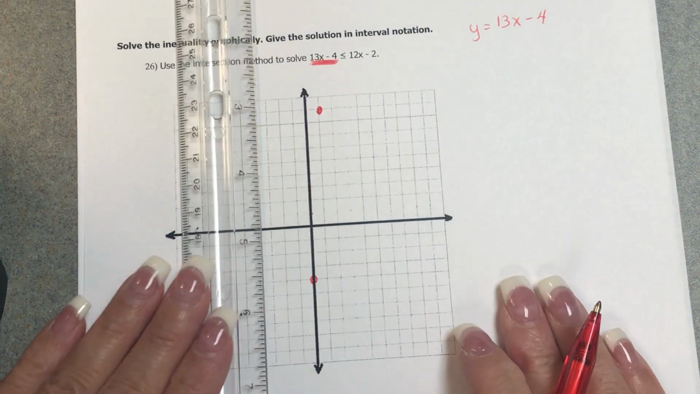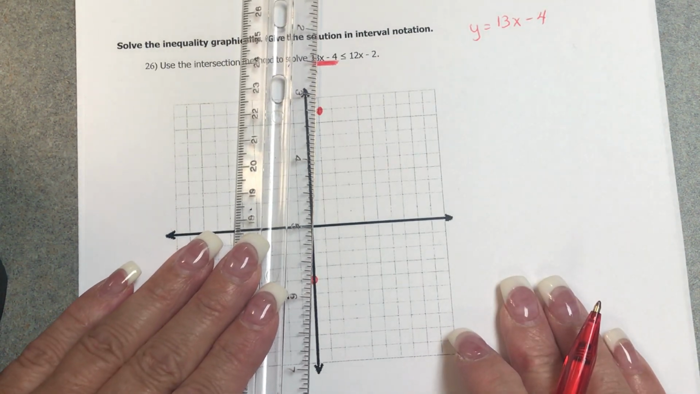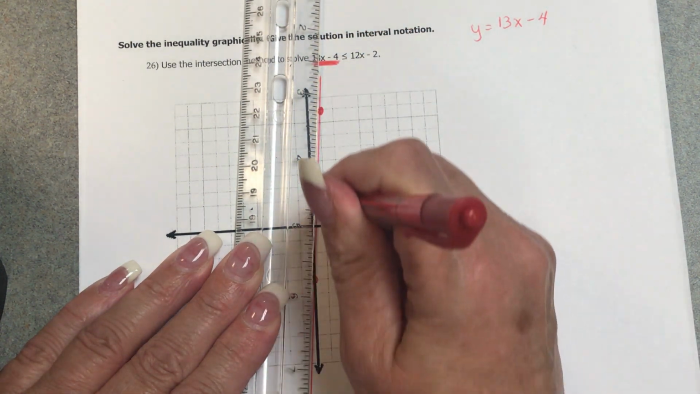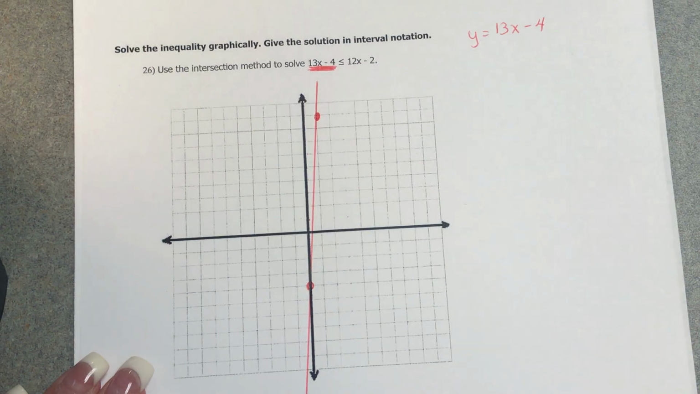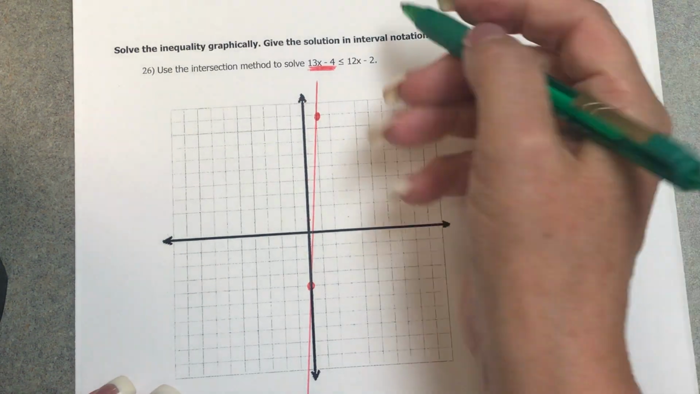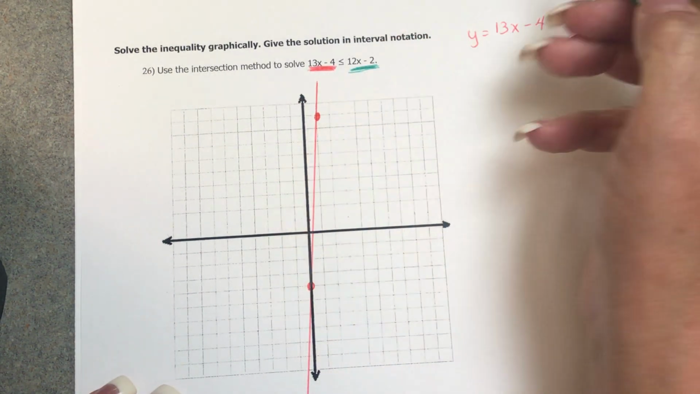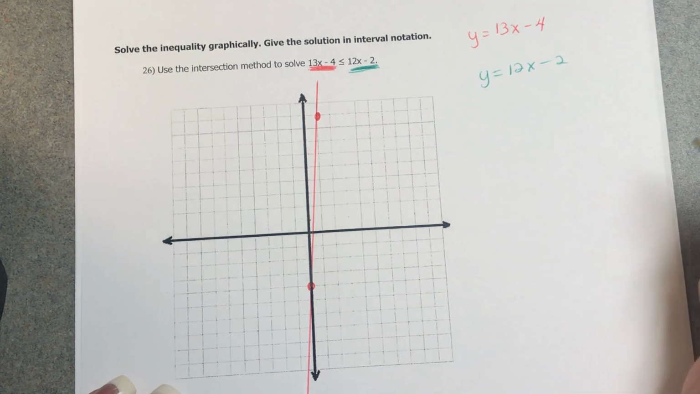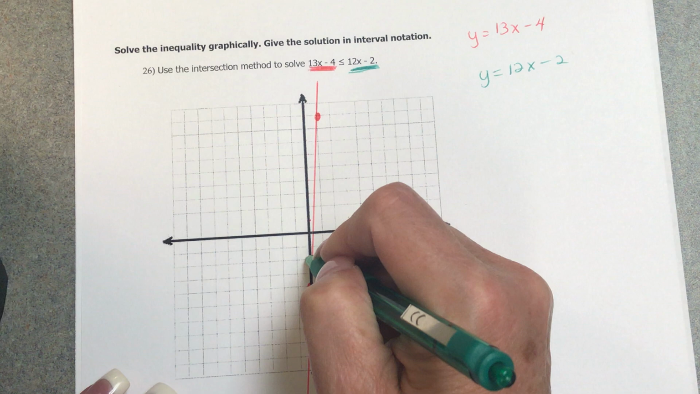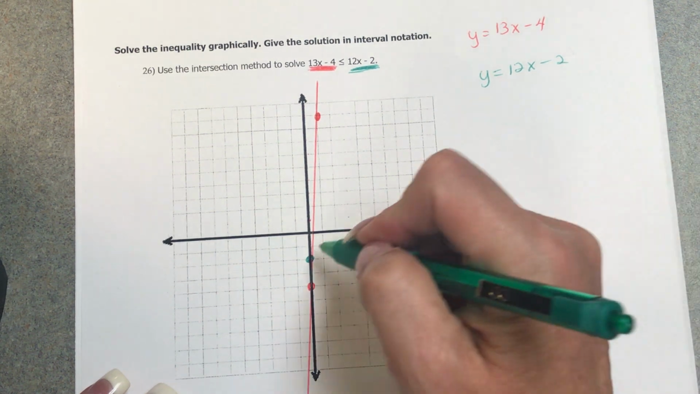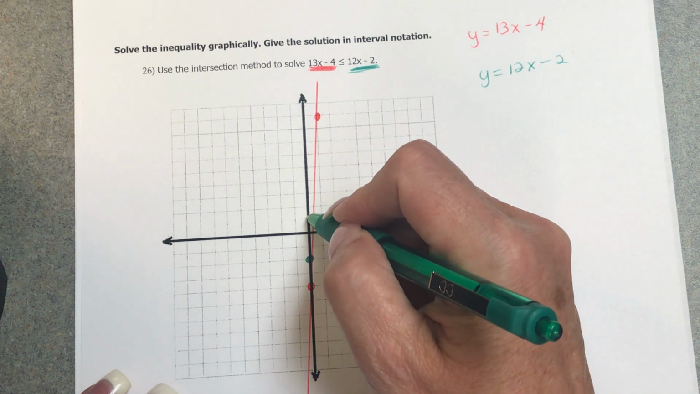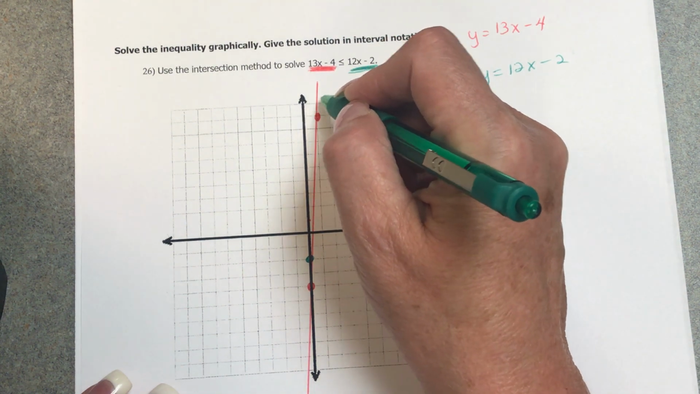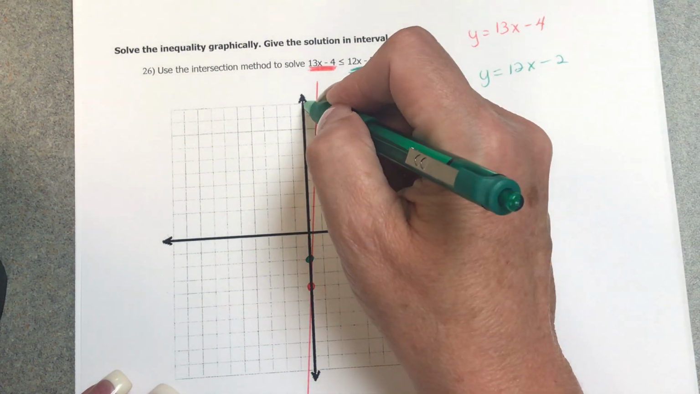Get my handy dandy ruler. Draw in that line. Okay. Then my other line is going to be the other side. So that's going to be 12x minus 2. It's going to cross the y-axis at negative 2. And then a slope of 12. So up 1, 2, 3, 4, 5, 6, 7, 8, 9, 10, 11, 12. And over 1.